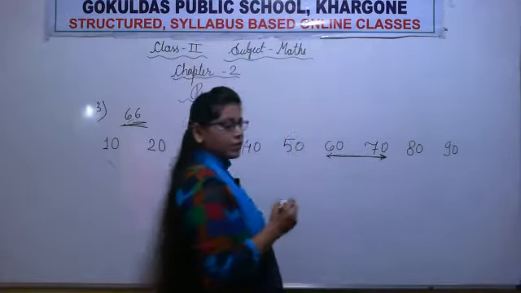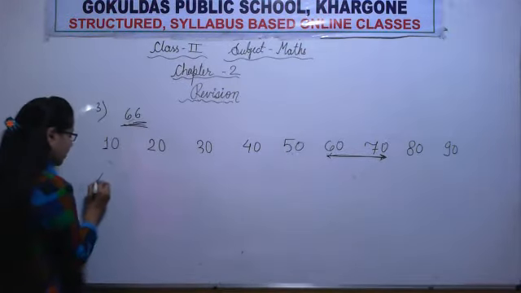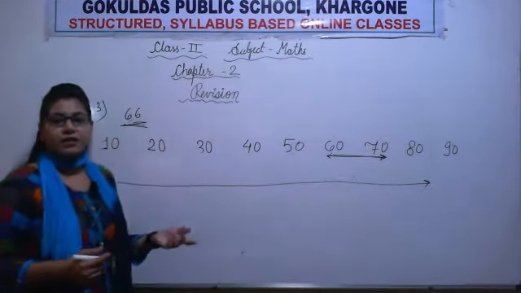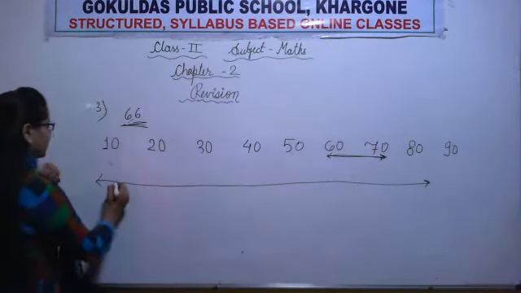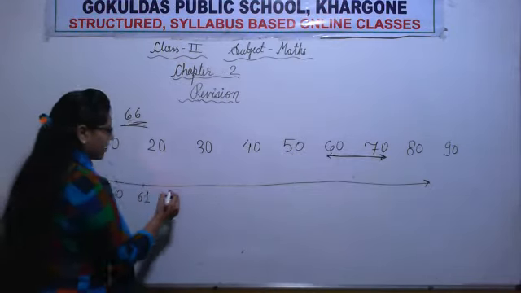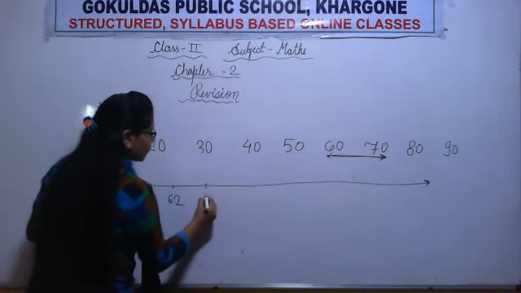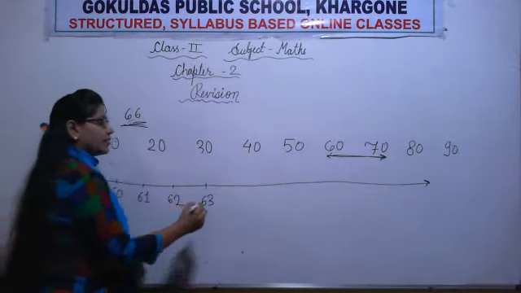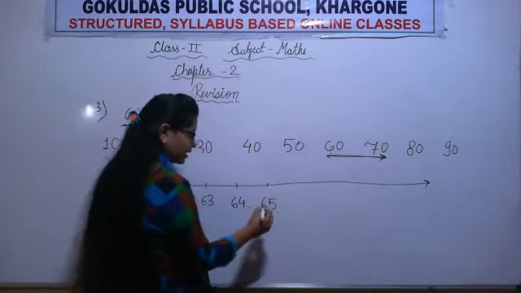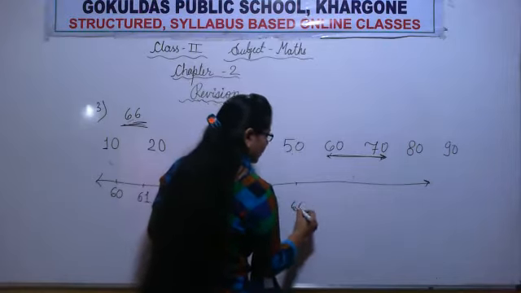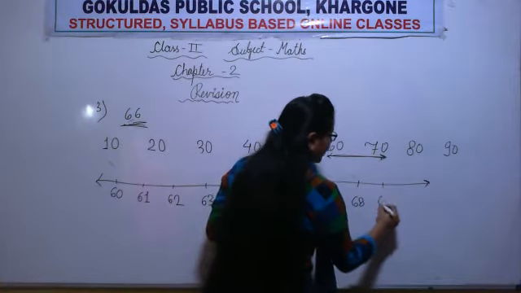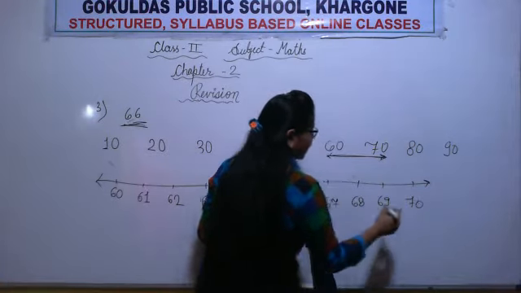Between 60 and 70. So let us make a number line. We will mark all the numbers from 60 to 70. 60, what comes after 60? Yes, 61, 62, 63, 64, 65, 66, 67, 68, 69 and 70.